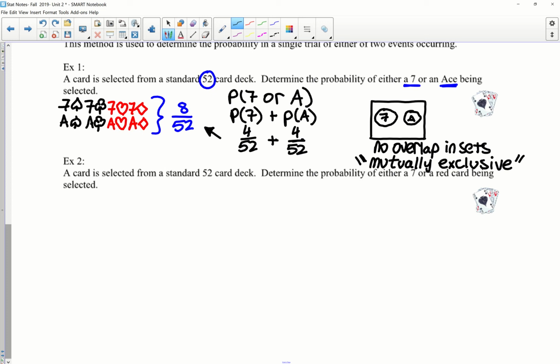All right. So it's kind of like a little bit of reassurance. Determine the probability of either 7 or a red card being selected.